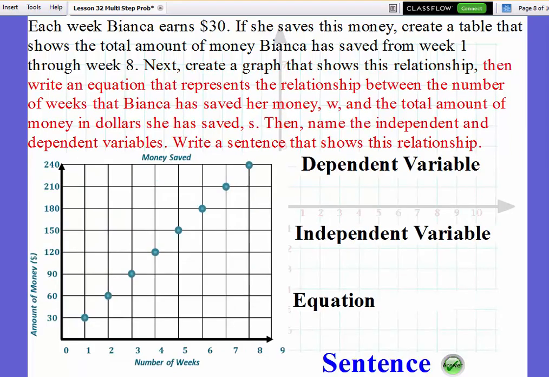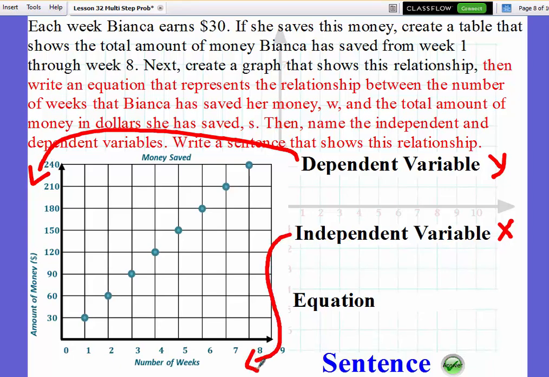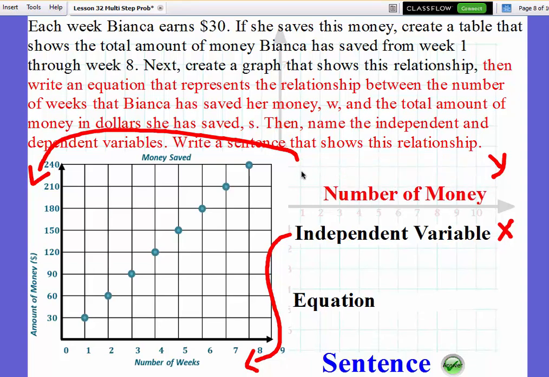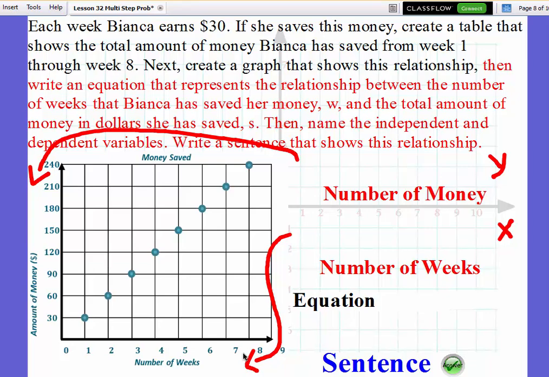So my next part is, what is my dependent variable? Remember, your dependent variable is your y-axis. Your independent variable is your x-axis. So I'm going to look, where's my y-axis? Well, my y is when I go up or down, so that's my vertical. My x-axis is my horizontal when I go left and right. So let's check. Dependent, amount of money, that matches what we have. Independent, number of weeks, matches what we have.